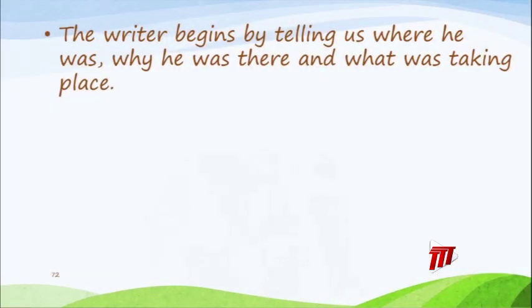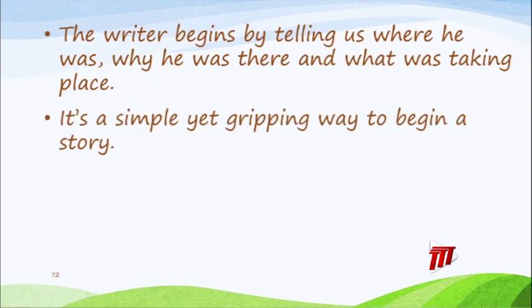Here, using this technique, the writer began by telling us some information about what had transpired or taken place before that led him to be in the place where he was at present, the stadium. That is, he began by telling us where he was, why he was there, and what was taking place. It's a simple yet gripping way to begin our story.